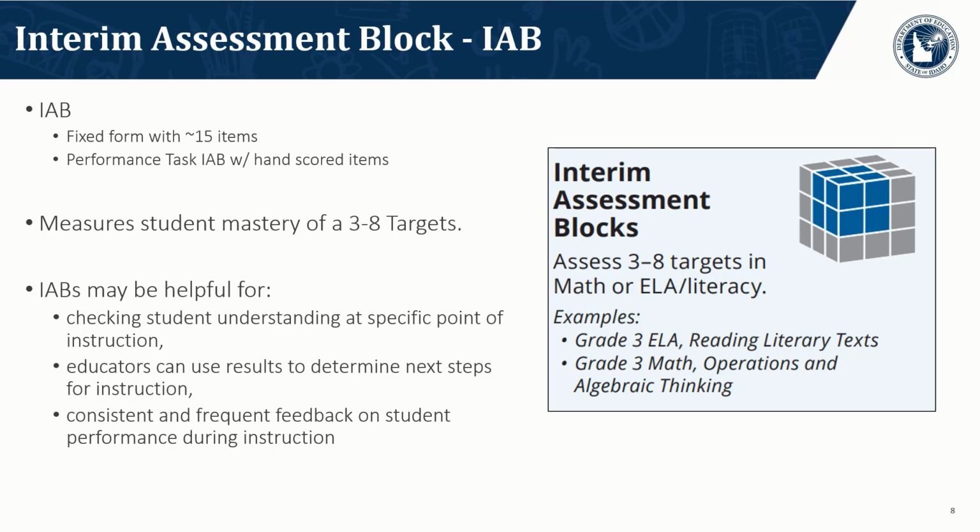IABs are fixed forms that include about 15 items each. There is also an IAB performance task that includes hand-scored items. The same caveats apply to those hand-scored items. Because the IABs assess a similar slice of targets, they will be useful with checking student understanding at specific points of instruction. They can also help educators determine next steps in a student's learning journey.